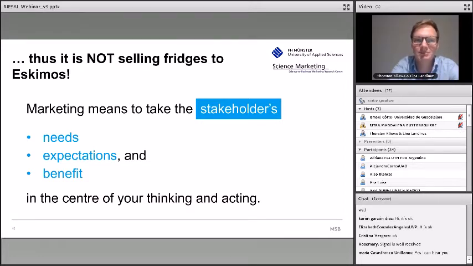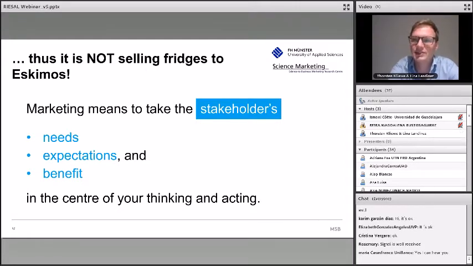To highlight this approach a little bit more, here we state at the top that marketing also doesn't mean selling fridges to Eskimos. So we are not trying to focus on just selling what we have generated. As Lena said, we are not just trying to sell a patent to someone who might not even need the patent, as the Eskimos don't need any fridge. So marketing really means to take the stakeholders' needs, expectations, and benefits in the center of your thinking and acting.